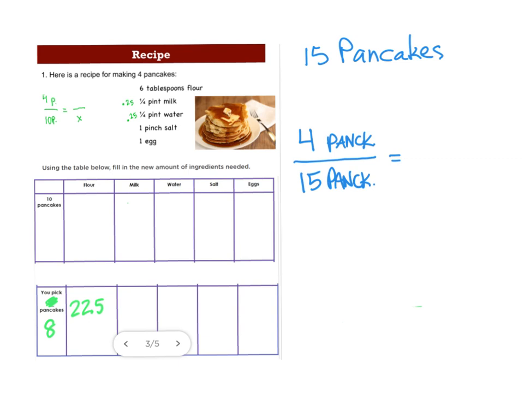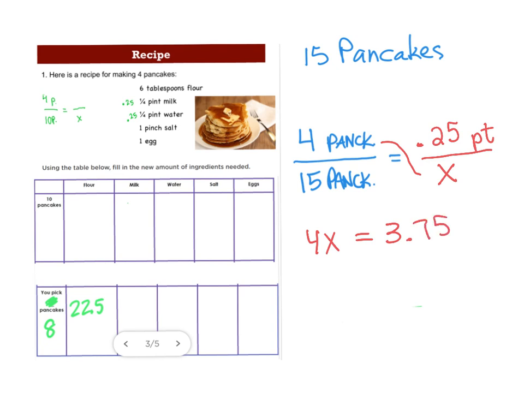Now let's look at the milk. Conveniently, the milk and the water are the same amount, so I only have to do this once and I'll get 2 answers. In order to make 4 pancakes, I need 1/4 pint of milk. Now you'll see I put in green, we talked about this in class, I changed the 1/4 to a decimal because I like to use my calculator. So 1/4 pint of milk is for 4 pancakes. I don't know how many pints are for 15 pancakes. Again, we're going to multiply across, so 4x, because 4 times x is 4x. 15 times 0.25 is going to give me 3 3/4, so I'm going to call it 3.75.